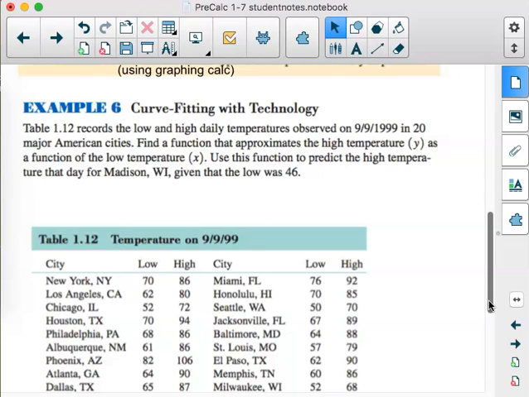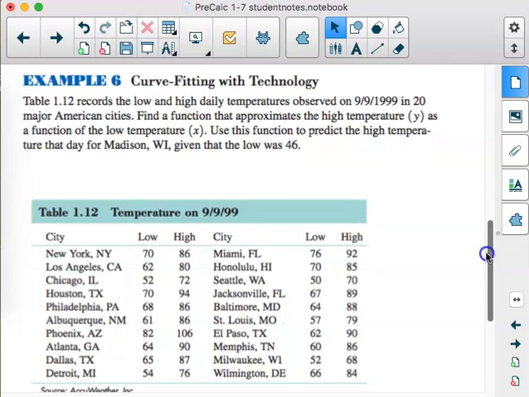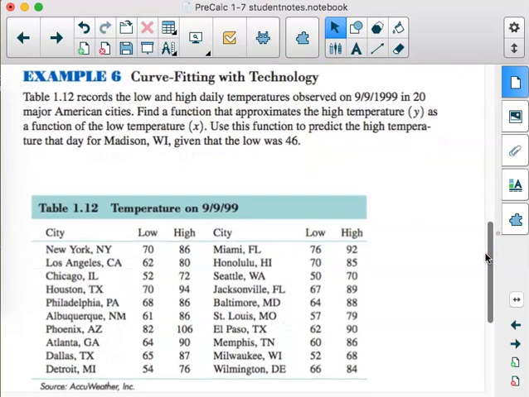So example 6 says curve fitting with technology. This table has low and high daily temperatures that were observed on September 9th, 1999 in 20 major American cities. Find a function that approximates the high temperature y as a function of the low temperature x. Use this function to predict the high temperature that day for Madison, Wisconsin, given that the low was 46 degrees.